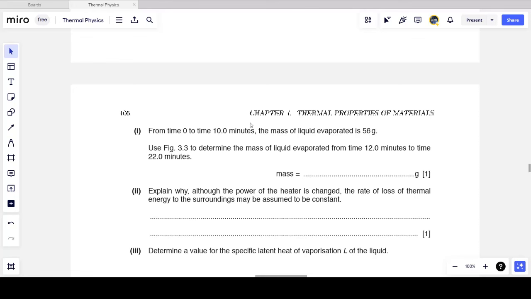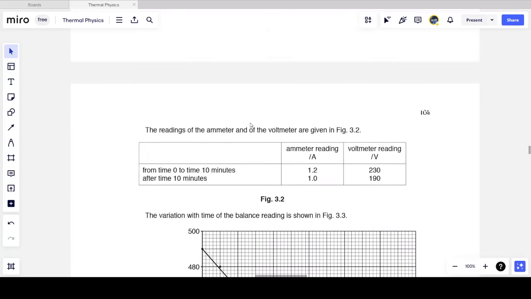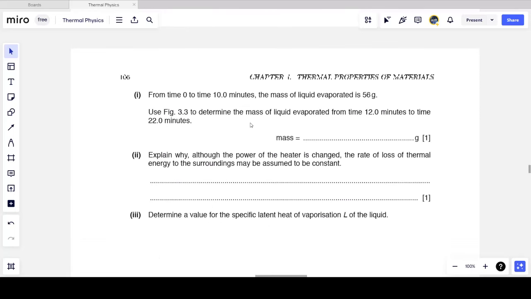So we are told that from time 0 to 10 minutes, the mass of liquid evaporated is 56 grams. And we are then told to use figure 3.3 to determine the mass of liquid evaporated from time 12 minutes to time 22 minutes. So the first 10 minutes thankfully is given.